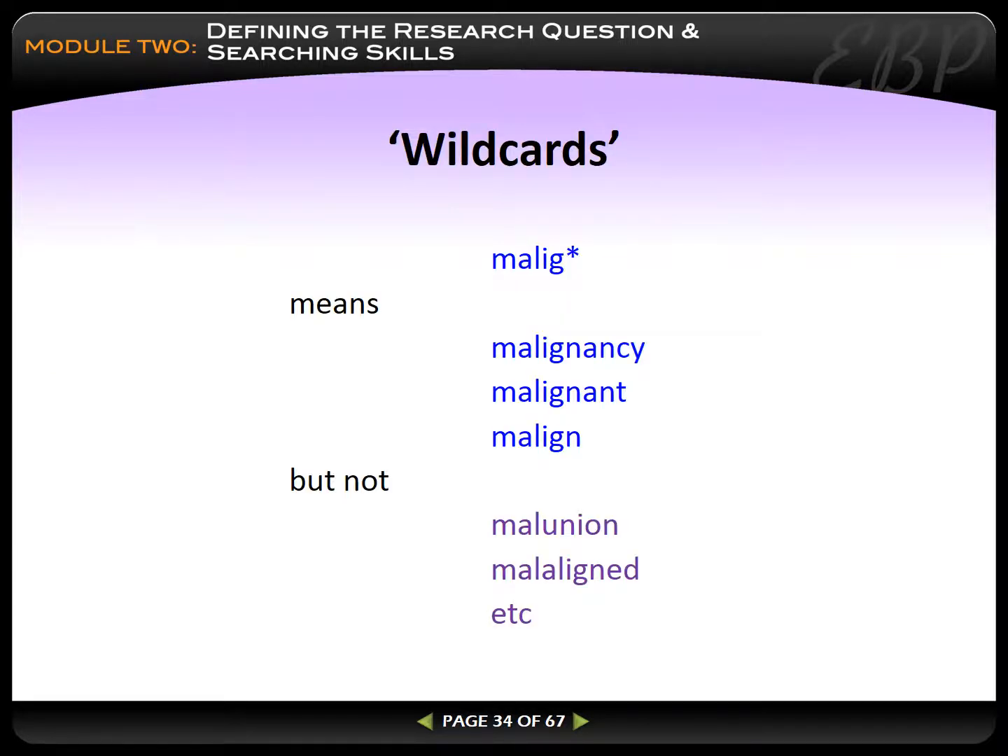There are some wildcards you can use, which help your search. So for example, if you want all the terminology related to malignancy, malignant tumors, but you don't want anything related to malunion, you can add a star after the word like malig*. These are available, and you can find which words are wildcards and how to use them.